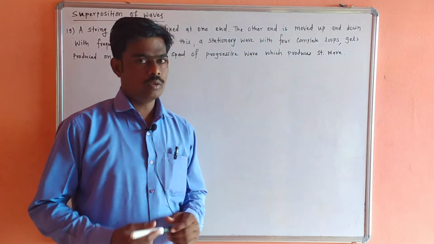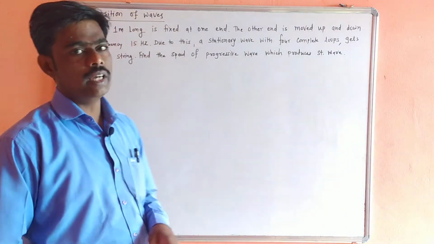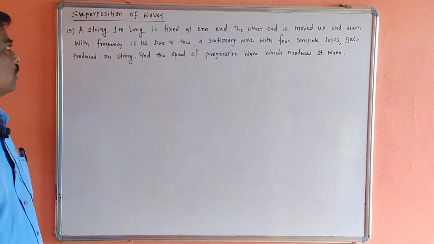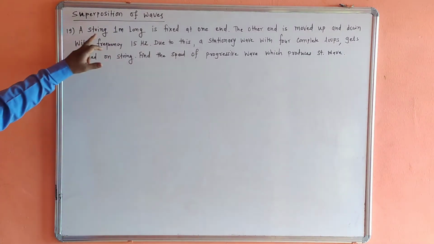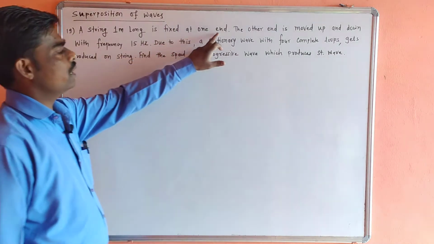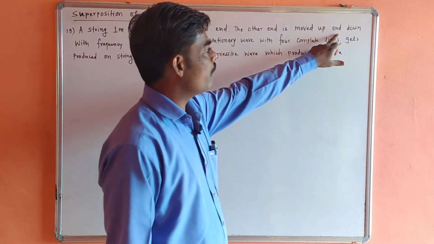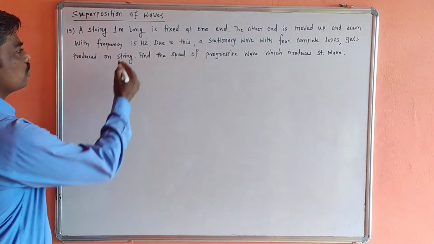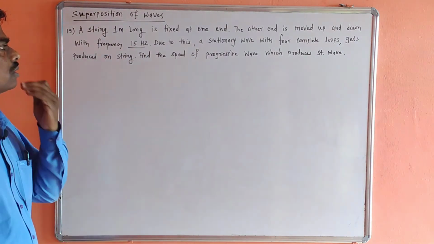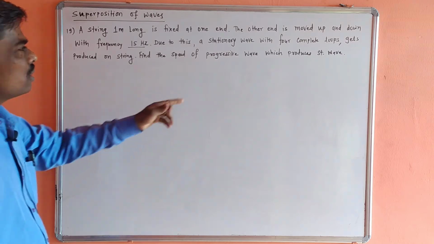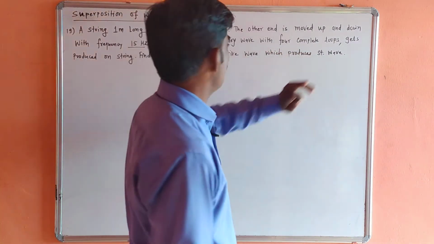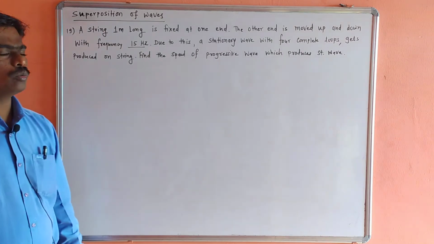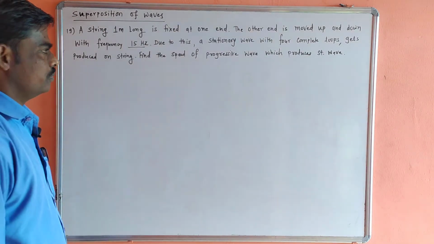Hello students, today we will see problem number 18 from chapter superposition of wave. So see this problem: a string 1 meter long is fixed at one end, the other end is moved up and down with frequency 15 Hertz. Due to this, a stationary wave with 4 complete loops gets produced on the string. Find the speed of progressive wave which produces stationary wave.